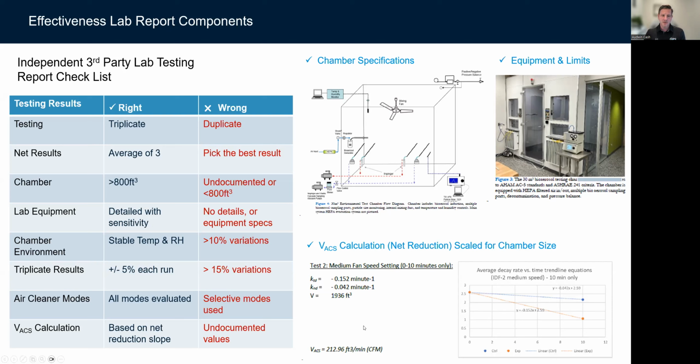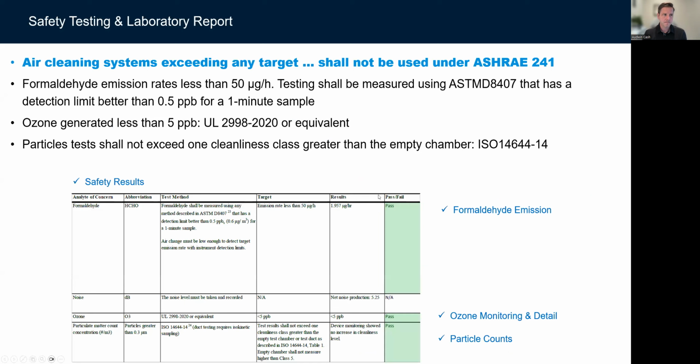And then remember the ACS, the volume of clean air, is the slope of the line. There's a calculation to do so. You see it on the right-hand side. It looks at the natural decay rate. It looks at the decay rate with the air cleaner turned on, multiplies times the volume. If it's just 99% after an hour, that's not the way it's supposed to be done.